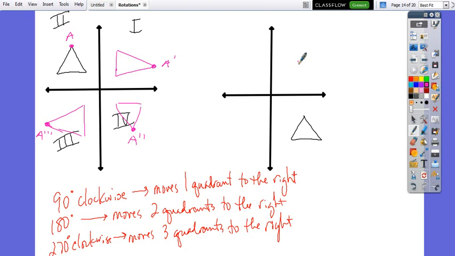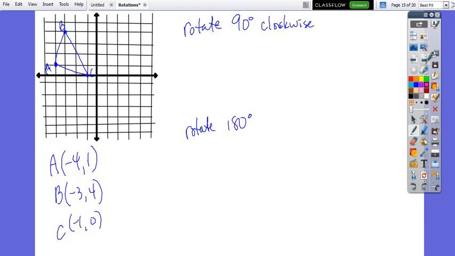Let's look at another slide. Okay, here we have a figure that needs to be rotated 90 degrees clockwise and 180 degrees. And you don't say clockwise or counterclockwise when it's 180 degrees because it's the same. So these are the points, these are the coordinates. You can draw the diagram if you want to, but he's given us the coordinates.